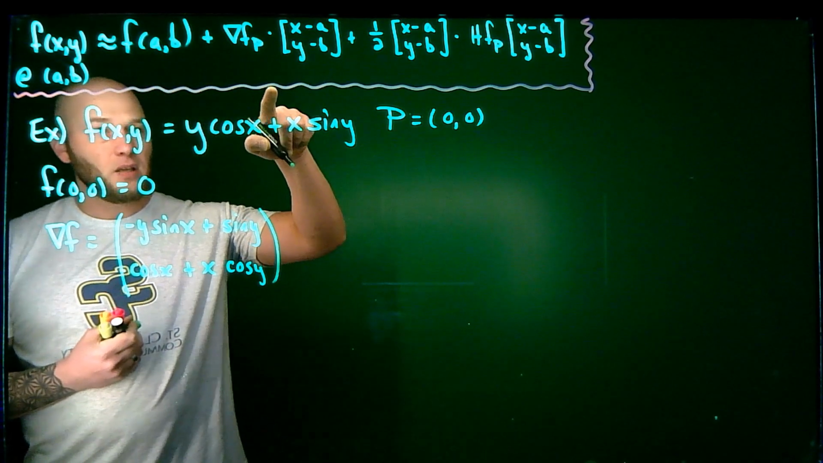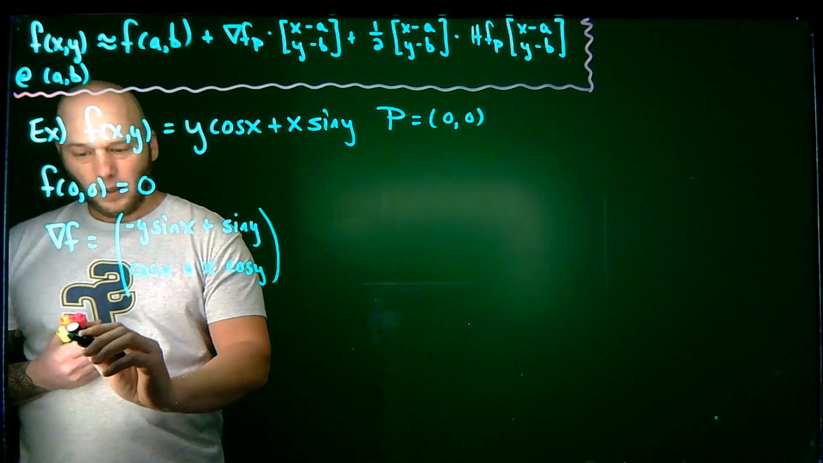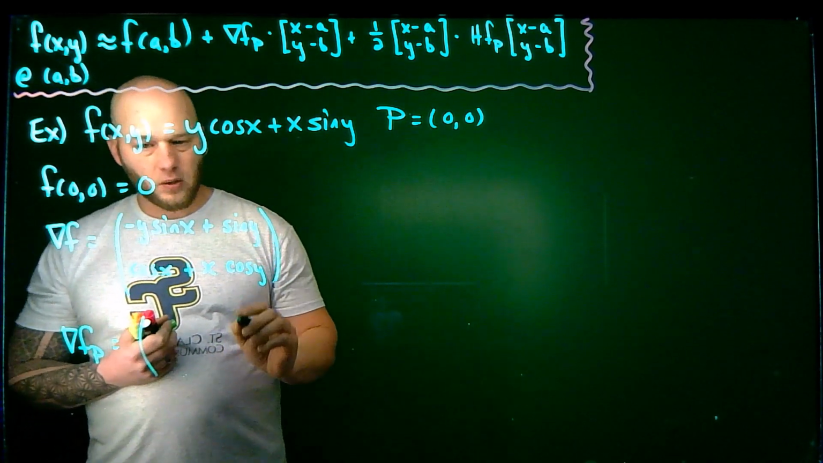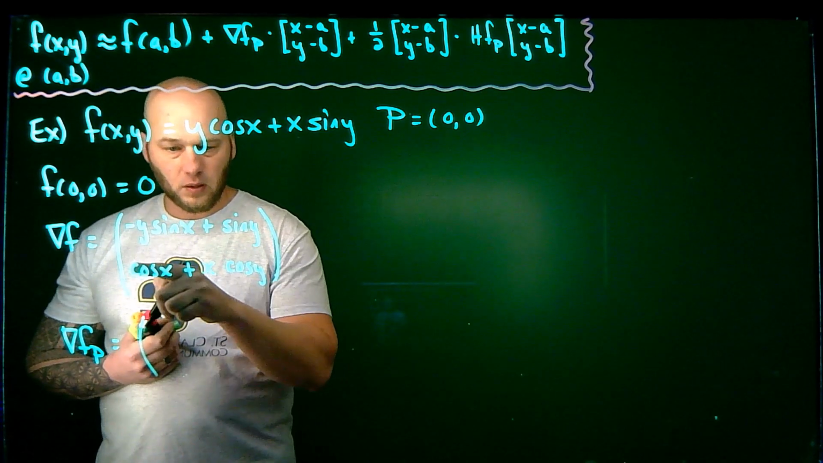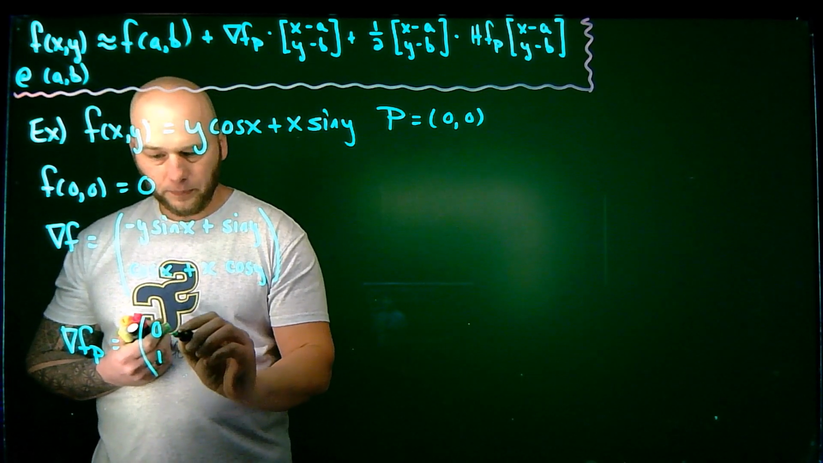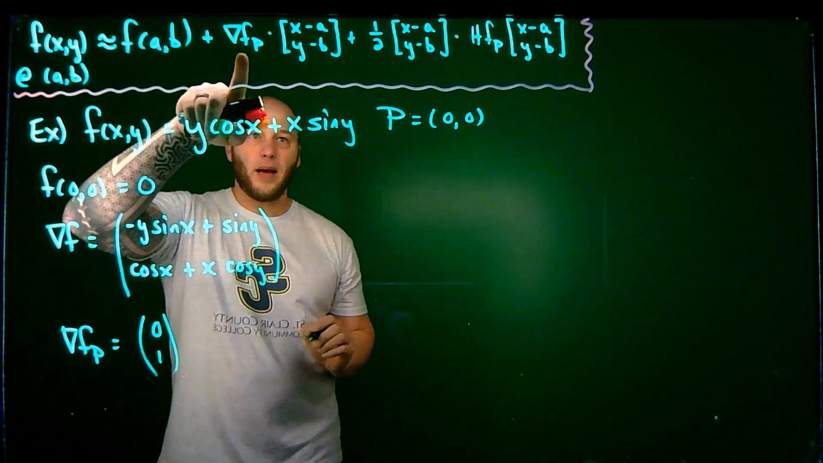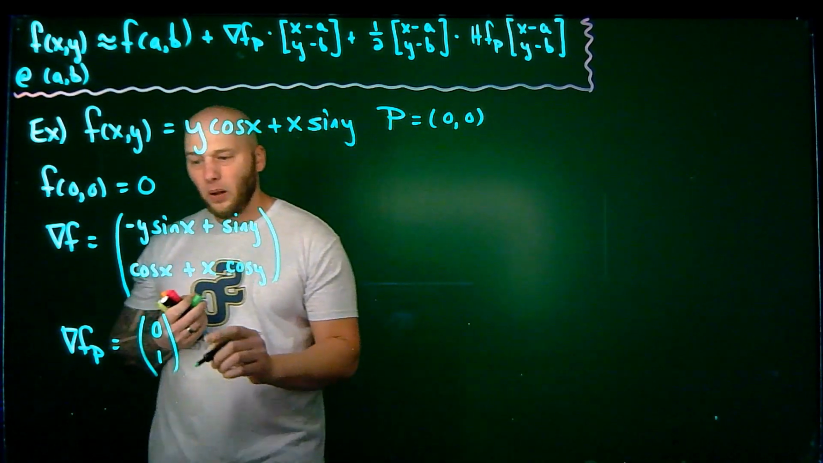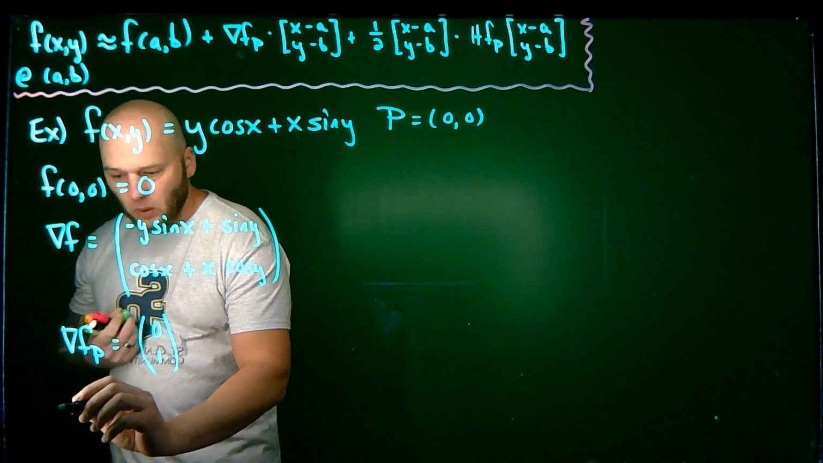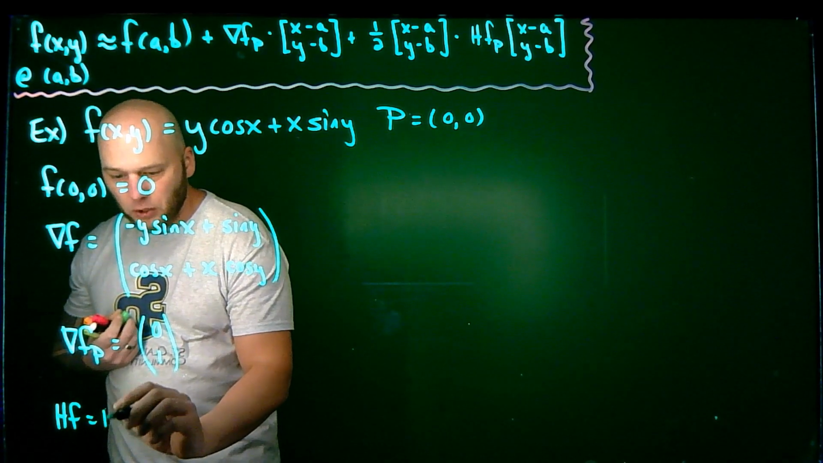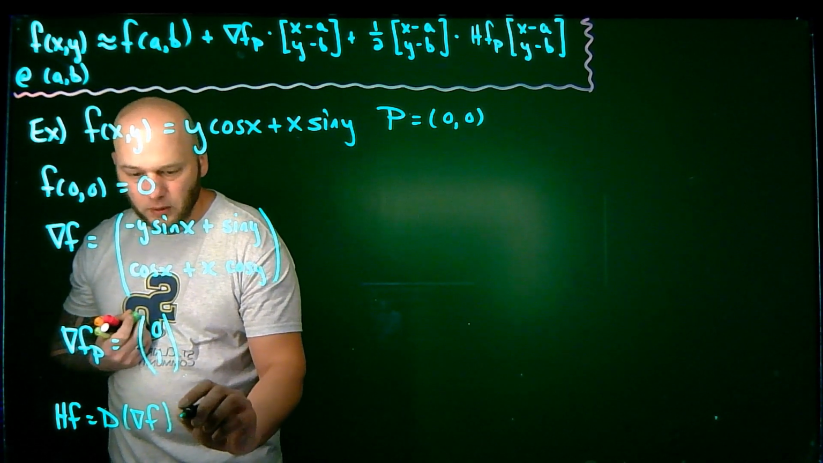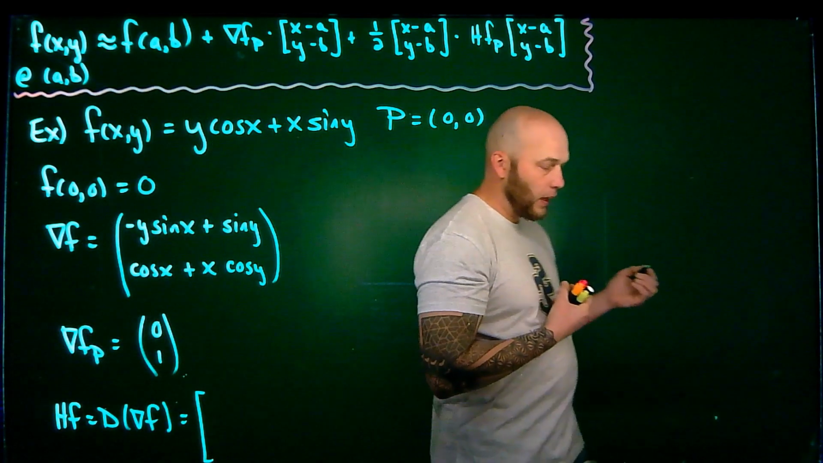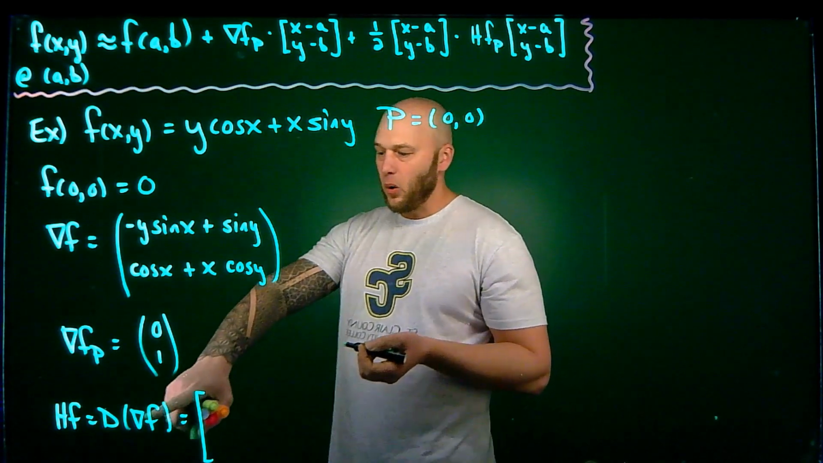And then what I need to do is evaluate the gradient at the point. The gradient of f at the point P is going to be the vector. If I plug in 0 here, that's 0. If I plug in 0 here, that's 1. So 0, 1. That's that component. Then the next thing that I need is to compute the Hessian of the function. Remember that the Hessian, we build that from taking the total derivative of the gradient, and that's going to give me a matrix.